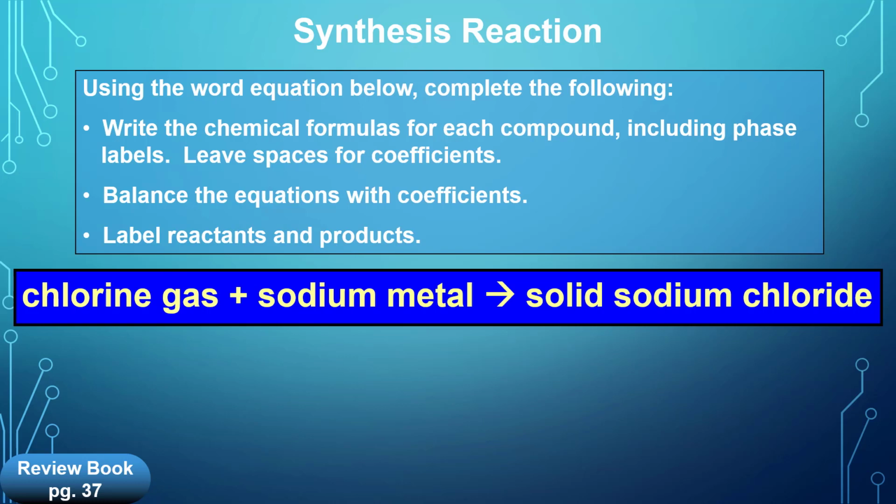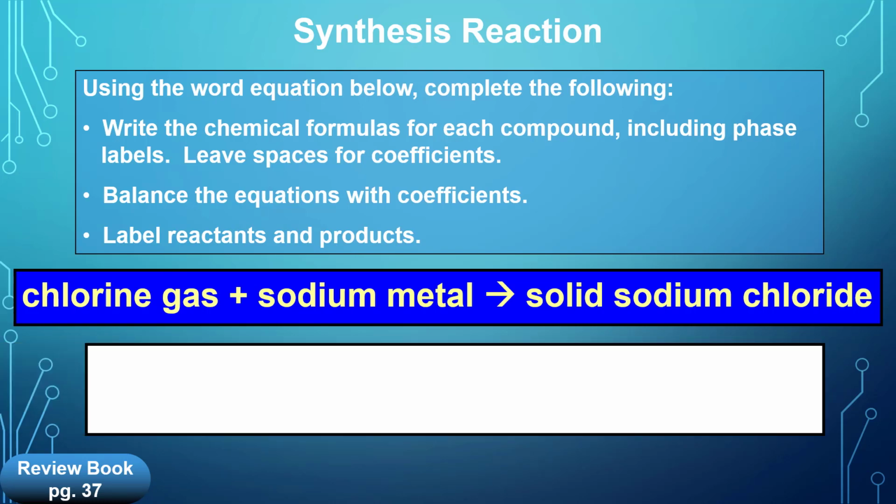Chlorine gas and sodium metal yield sodium chloride. So I'd like you to, on the accompanying Google Slides, write down the reaction as a chemical equation, and then come back and I'll show you how it's done. Okay, please make sure you've done that chemical reaction.